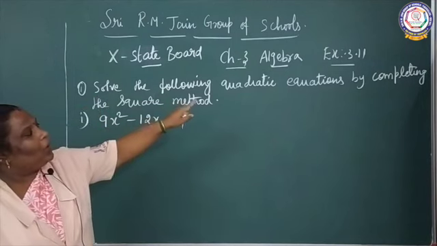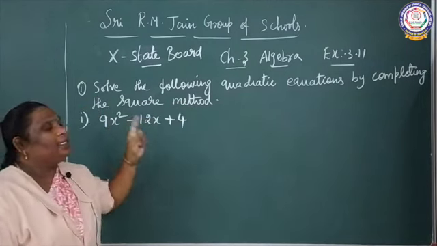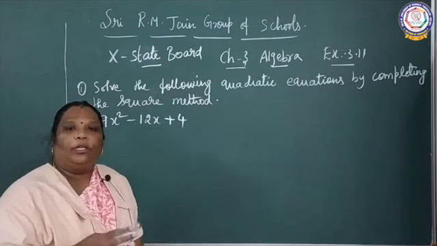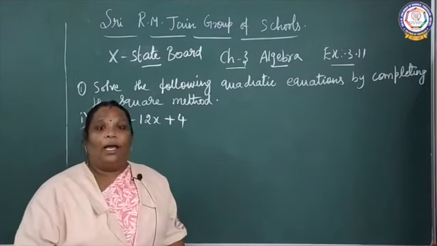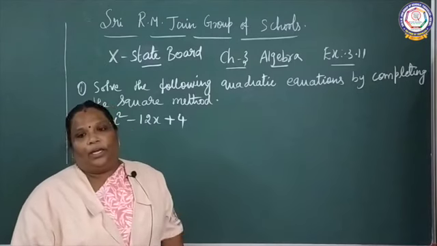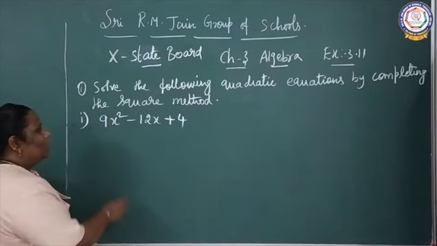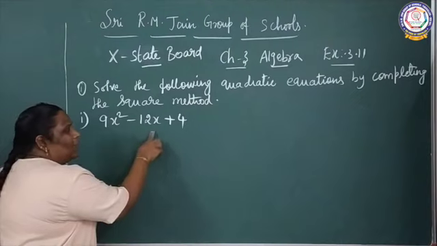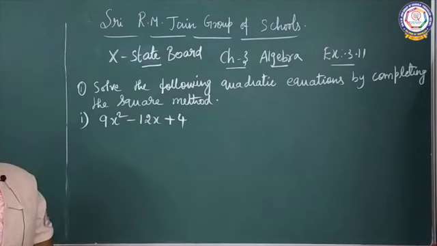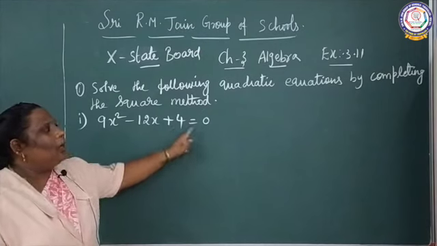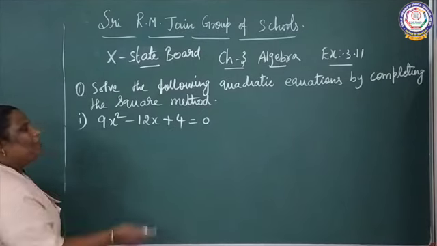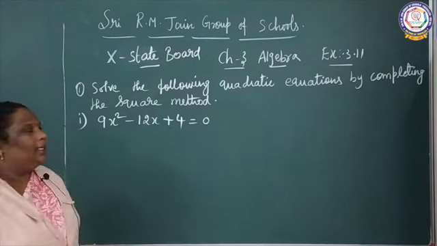Solve the following quadratic equation by completing the square method. In exercise 3.10 we studied the factorization method. Now we are going to see the completing square method. See here, 9x square minus 12x plus 4 equal to 0.